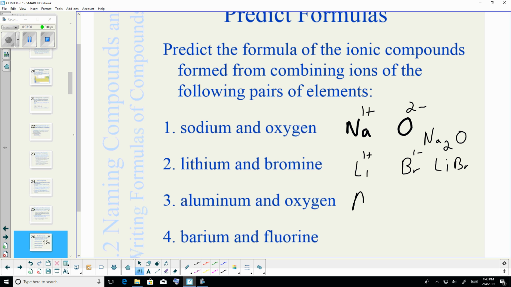Aluminum and oxygen. Aluminum is 3 plus. Oxygen is 2 minus. So we got to put those together. You can't change the charges. Al2O3.